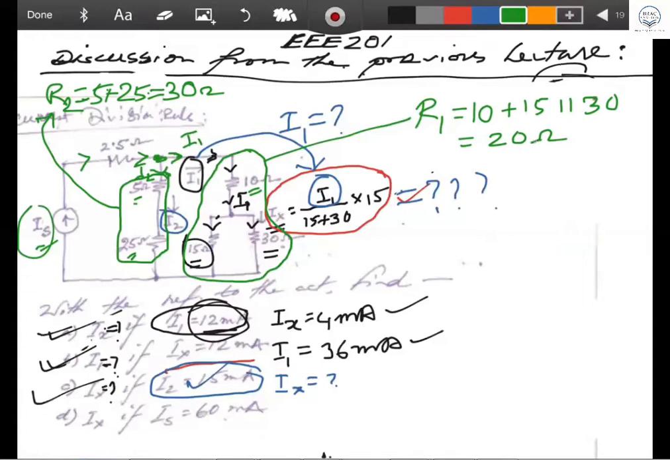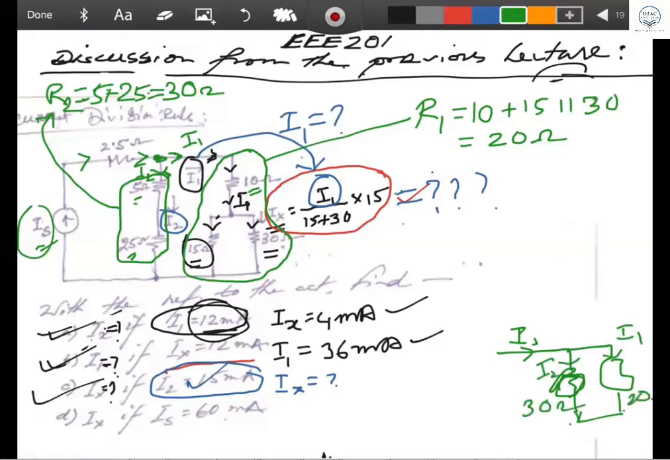So your total Is current is dividing into two currents, I1 and I2. What will be the I1 in that case? Let me show you like this. Imagine Is is coming through this, and one current is I1 through R1 and another current is I2 through R2. So this is your I1, this is your I2, and this is your 30 ohm, and this is your 20 ohm resistor.